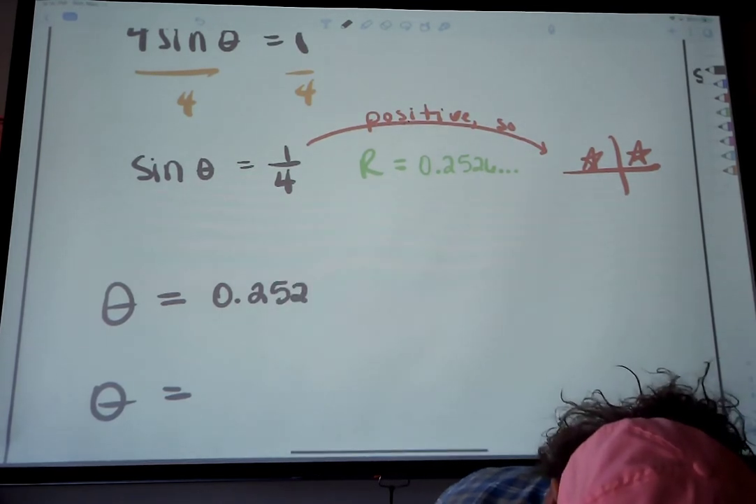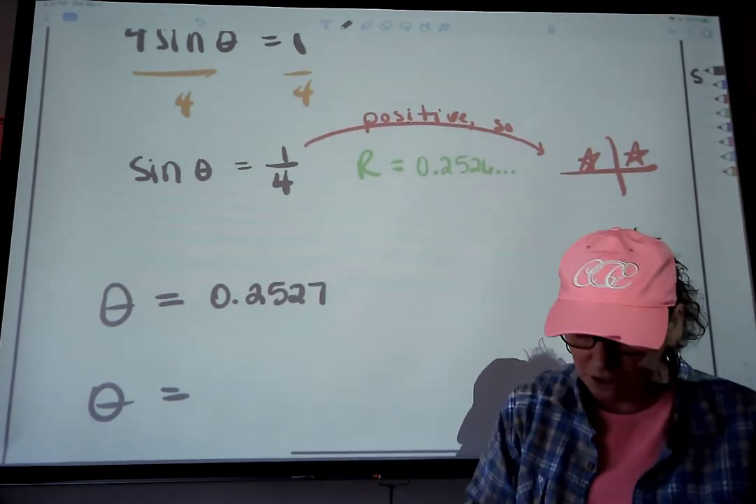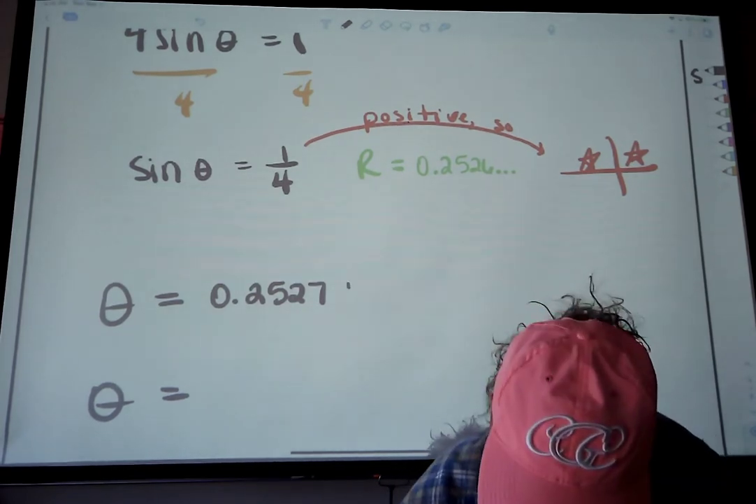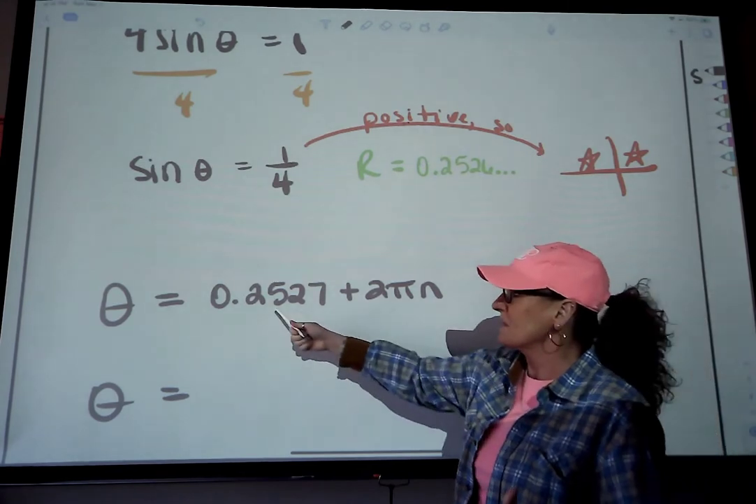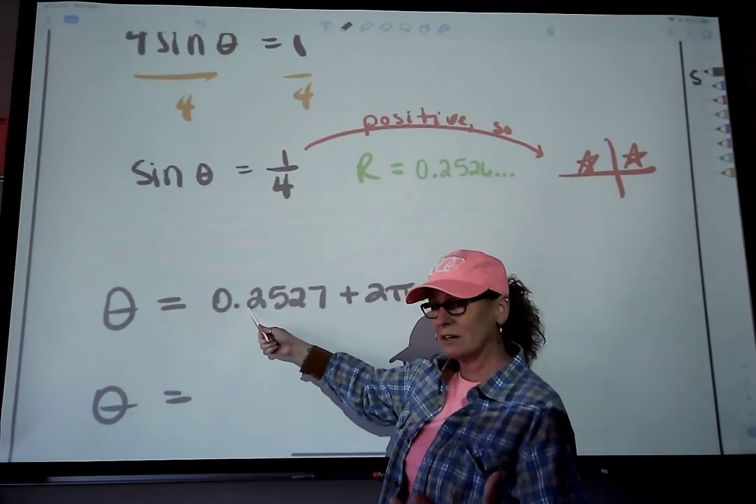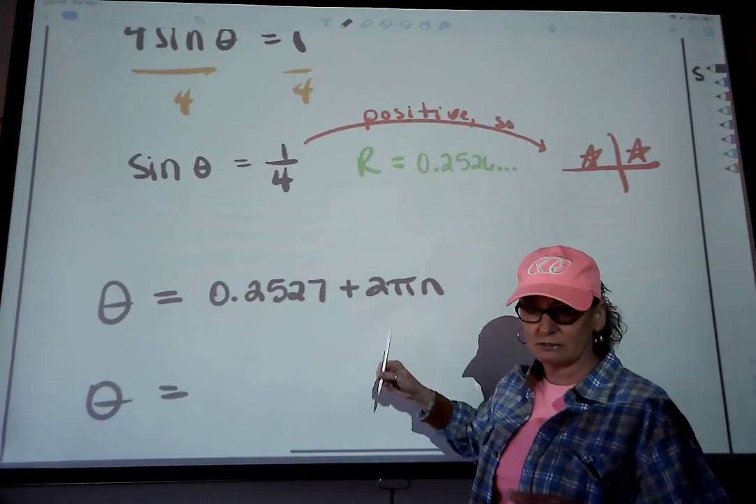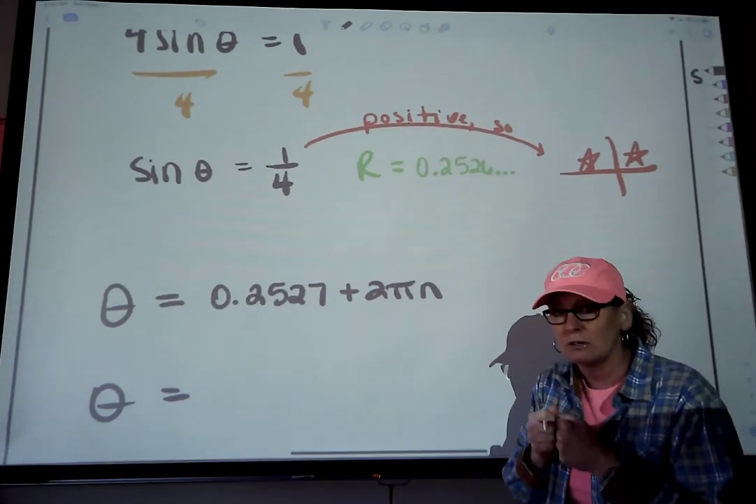It is 0.252, and I'm going to have to round it. It was 7 if I round it. And I'll just go ahead and throw that on there so I don't forget, because I tend to forget that sometimes. So that's my angle in quadrant 1, plus a revolution, plus a revolution, plus a revolution, and so on. What's my angle in quadrant 2?